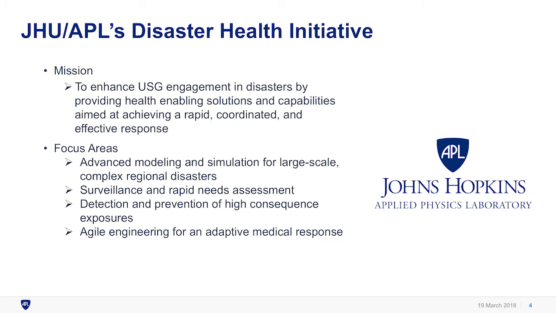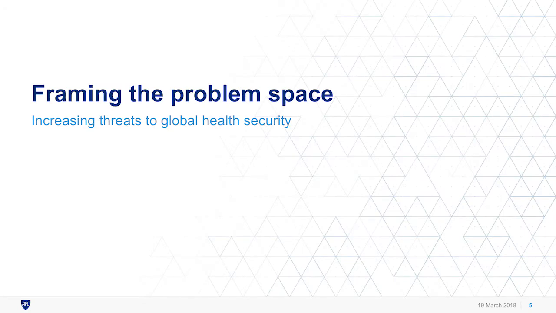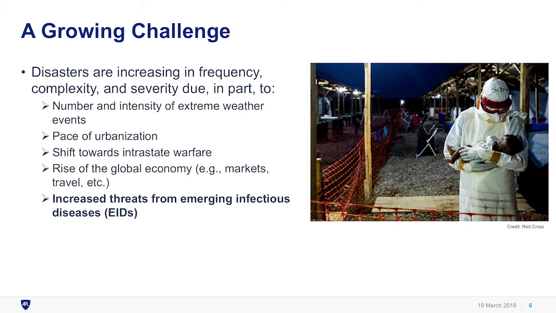Okay, so looking more at the issue that I think is most relevant to this seminar and to the work that we'll present today, disasters are increasing, right? They're increasing in frequency, they're increasing in complexity and severity, and that's due to a wide range of factors, but I think there are a few that are particularly relevant here. The number and intensity of extreme weather events has all kinds of implications. The pace of urbanization is a major contributor.